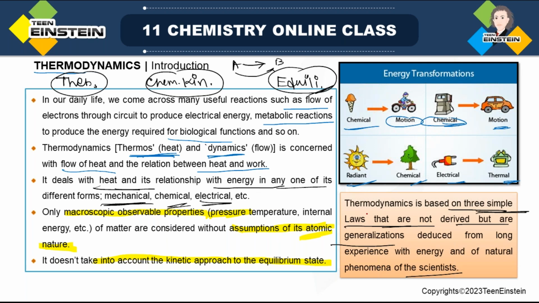So how these three simple laws are derived: it is not any direct experimental observation or like that. It is basically generalizations. What type of generalizations? That is from different observable properties for a long period of time. Whatever we have observed for different systems, if we make some general conclusion, then you can say these are these simple three laws. So these are the generalizations deduced from long experience.